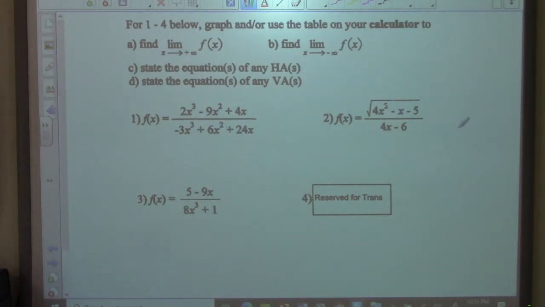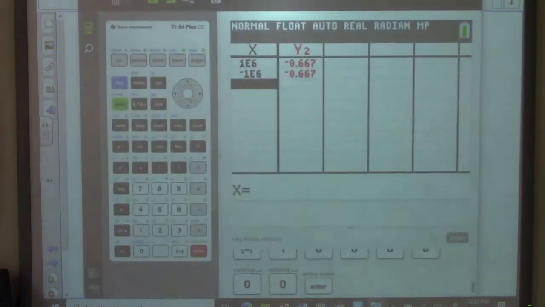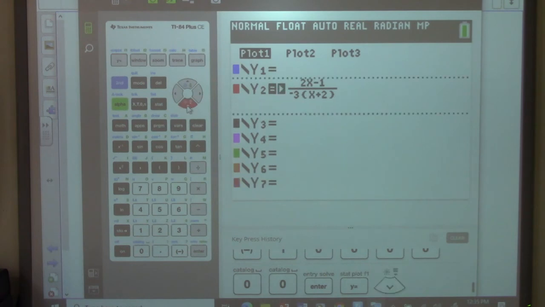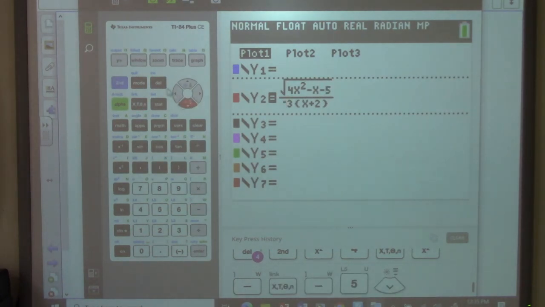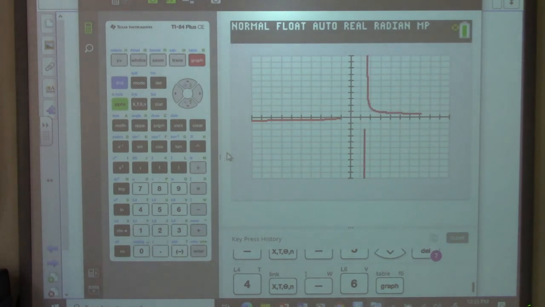But how are we going to find, let's just put it in the calculator. The square root of 4x squared minus x minus 5, and down here, we would have 4x minus 6. Let's graph this, see what we have here. So it looks like we have undefined somewhere here. It looks like we might have a vertical asymptote here, right?